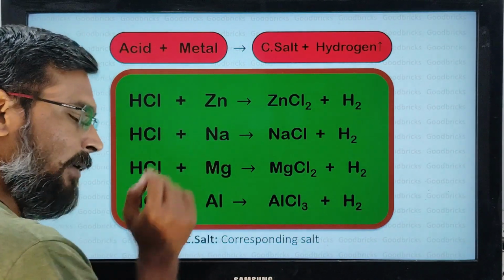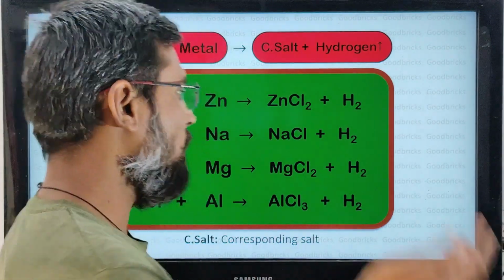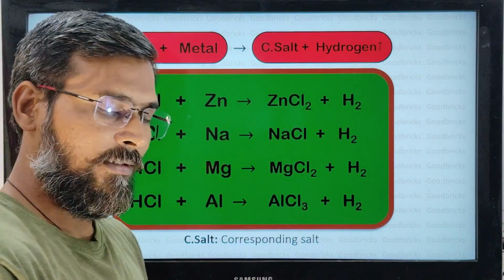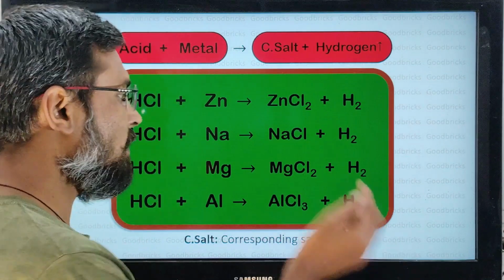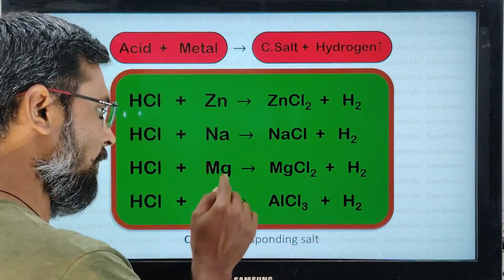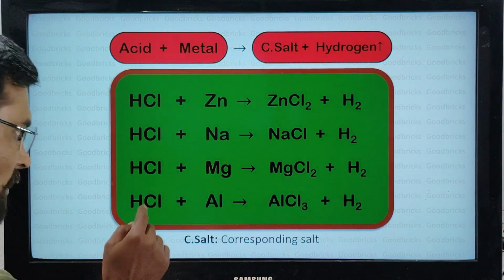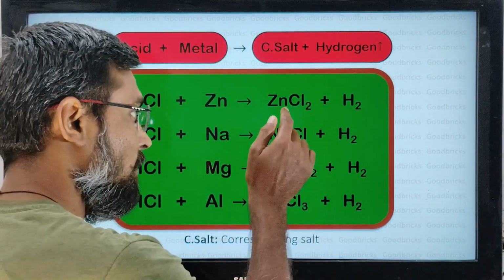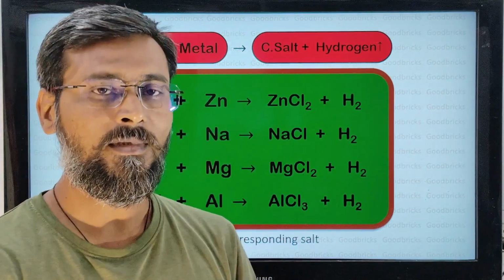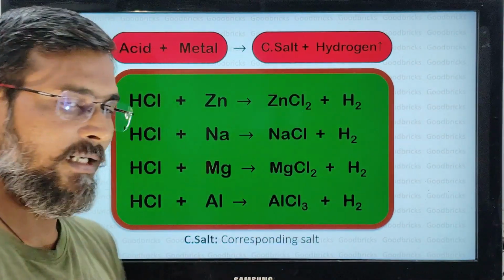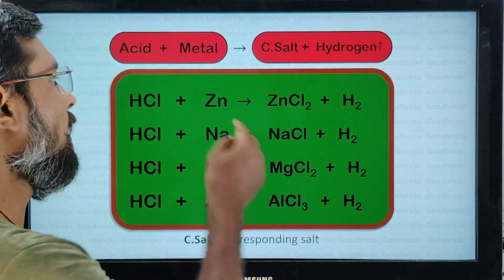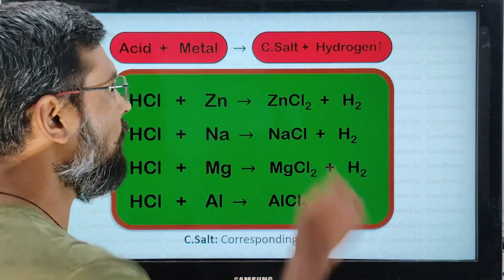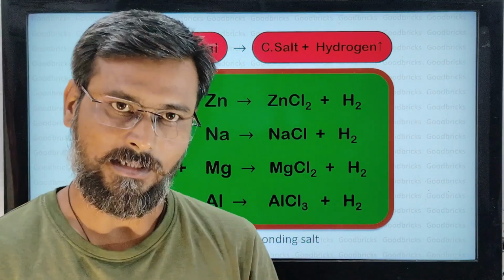So now, instead of zinc, if sodium reacts, which salt will be produced? Salt of sodium. Instead of sodium, if magnesium reacts, a salt will be produced. But which salt? The corresponding salt. Means salt of magnesium will be produced. Instead of magnesium, if aluminum reacts with the same HCl, then salt of aluminum will be produced, not the salt of zinc or sodium or magnesium. So this is the meaning of corresponding salt. Corresponding salt means whatever metal is reacting with the acid, that metal's salt will be produced. So that is the reason we are mentioning it here as a corresponding salt.